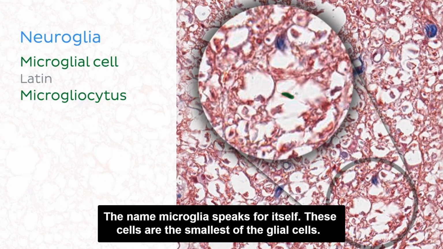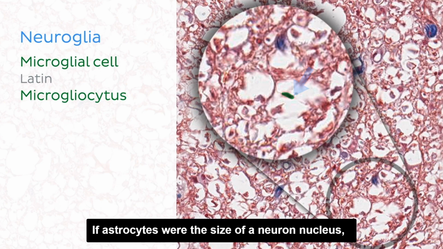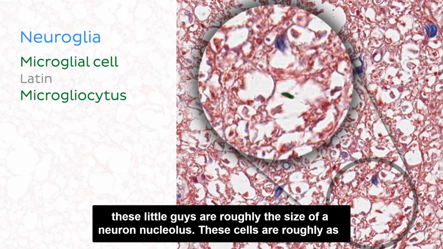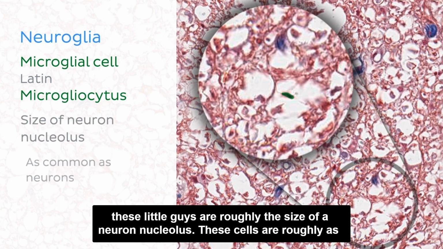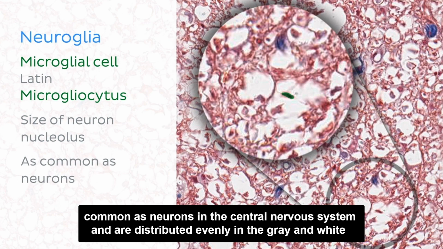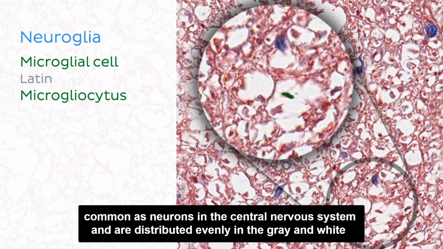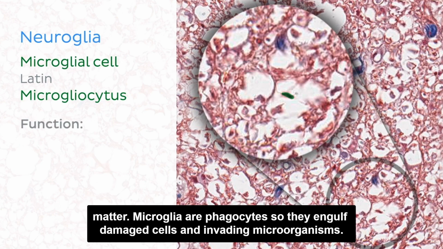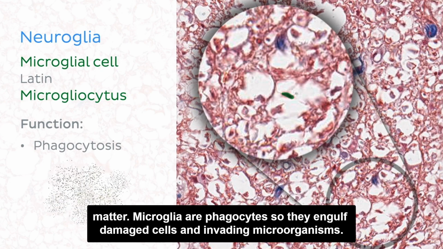The name microglia speaks for itself. These cells are the smallest of the glial cells. If astrocytes were the size of a neuron nucleus, these little guys are roughly the size of a neuron nucleolus. These cells are roughly as common as neurons in the central nervous system and are distributed evenly in the gray and white matter. Microglia are phagocytes, so they engulf damaged cells and invading microorganisms.